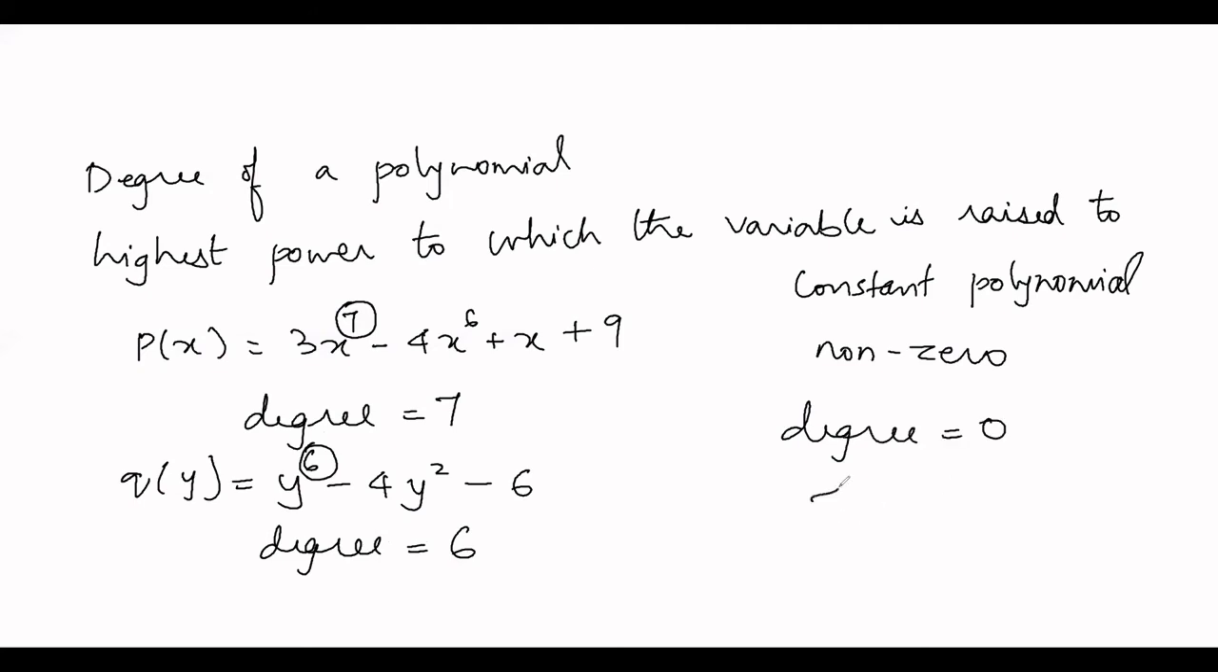For example, say it is 7. Now 7, I can write it as 7 into x power 0, because we know x power 0 is 1 provided x is not equal to 0. So in this case, the degree is equal to 0.